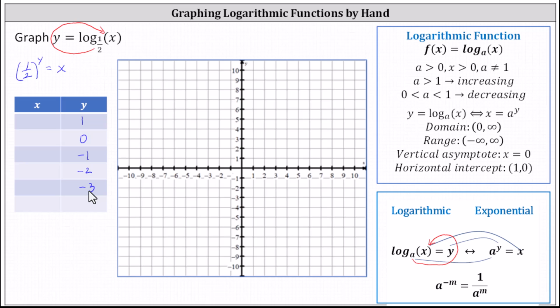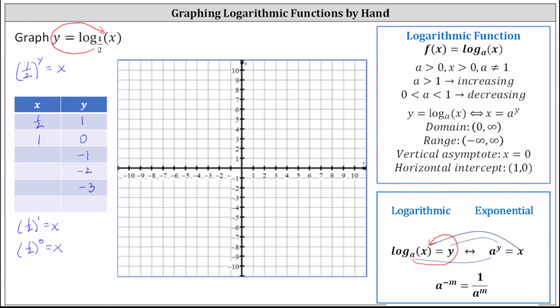So first we have y equals 1, which gives us the equation 1/2 to the power of 1 equals x, and therefore x equals 1/2. Next we have y equals 0, which gives us the equation 1/2 to the power of 0 equals x. Recall any non-zero value to the power of 0 is equal to 1.